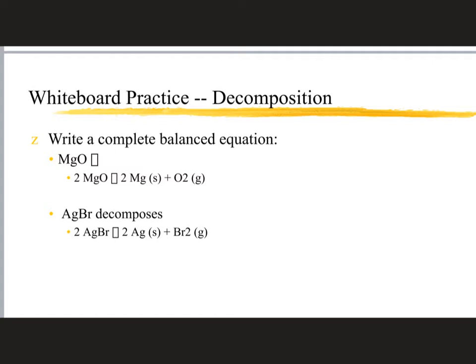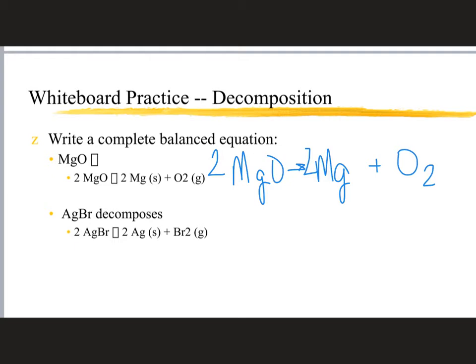So a couple more examples for decomposition. We're going to take our magnesium oxide, break it down into magnesium and oxygen. Is magnesium diatomic? No. Is oxygen diatomic? Yes. So I give it a 2. So whenever the subscripts are different, you're going to need to add coefficients to balance the equation. So we have 1 oxygen on the left, 2 on the right. So I'm going to need 2 MgO on the left. Well, now that creates 2 magnesium, so I'm also going to need 2 Mg on the right. So that's 2 MgO yields 2 Mg plus O2.